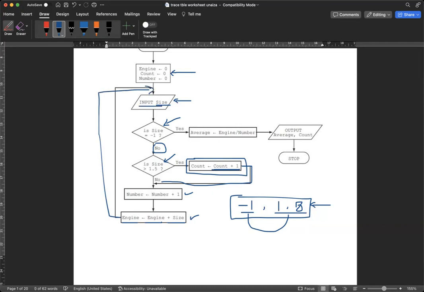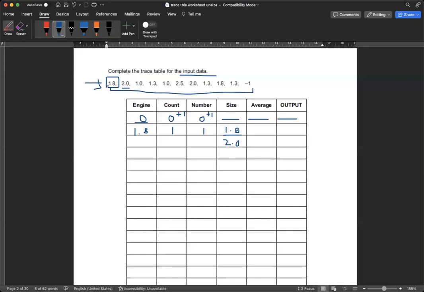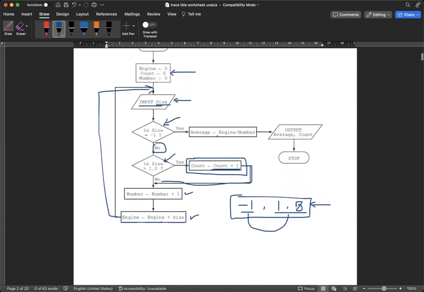Read input size. So what is the next size? 2. What is the next? Hello? Next size. Are you not able to see the screen? 2, yes, 2. We are going to 2. Why are you so quiet all the time? It's a very easy thing. 2.0 is the next size, right? Okay, so input size is done.